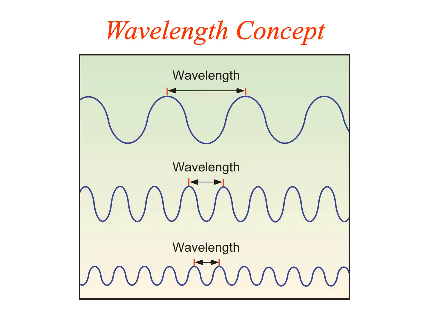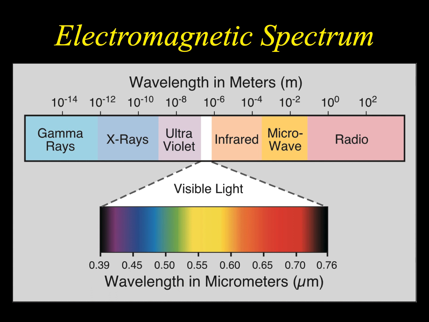This graphic describes the wavelength concept. What we're talking about when we talk about wavelengths is the distance from one crest to the next, as shown here. We have 3 different series of wavelengths, and the top one has the largest wavelength, the bottom has the shortest. As I said, there are 7 different types of radiation that I'm going to define.